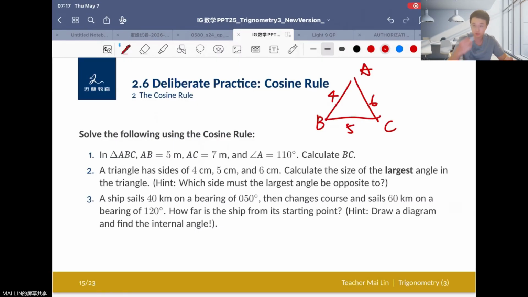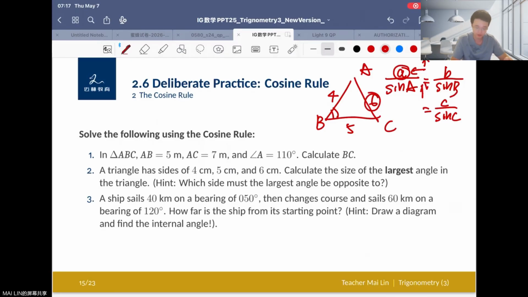So here we can just remember that the opposite side over the sine of the angle are equal to each other, right? So if you want to find the largest angle, when the side is bigger, the sine value must also be bigger, so a bigger side means a bigger angle, okay. So here AC is the largest side, so the angle B is the largest angle, okay.